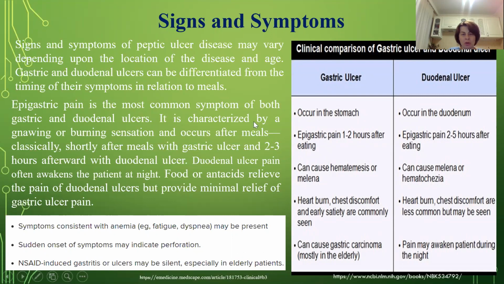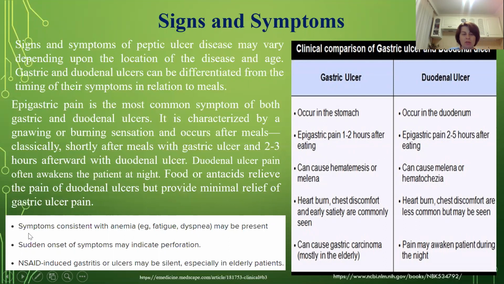Gastric pain is the most common symptom of both types of ulcers, characterized by a gnawing or burning sensation, and occurs after meals classically. Shortly after meals with a gastric ulcer, and from 2 to 3 hours afterward with a duodenal ulcer. Duodenal ulcer pain often awakens the patient at night. It's fasting pain, I would say. Food or antacid relieve the pain of duodenal ulcer, but provide minimal relief of gastric ulcer pain.